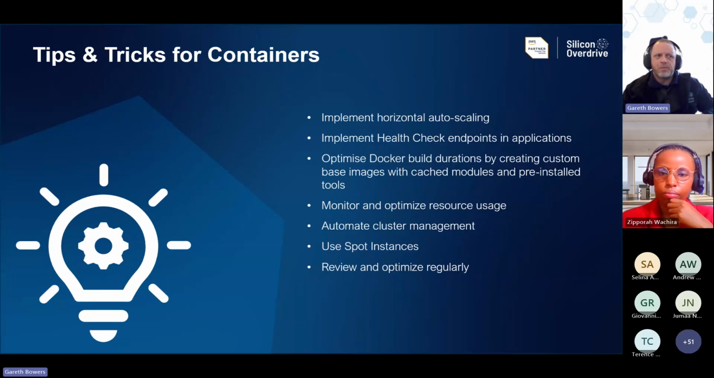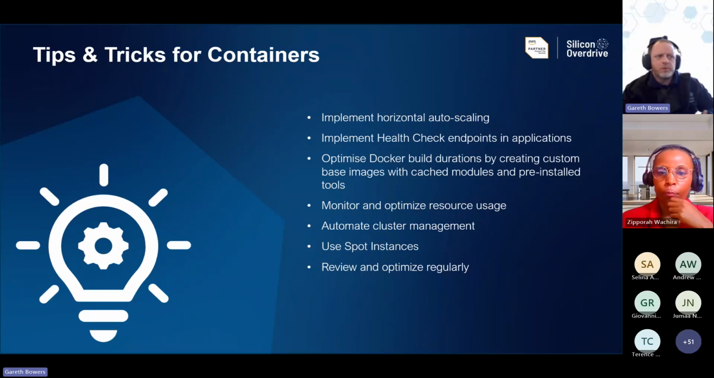Maybe your database is spiking. What is actually the cause? Is it too many calls? Is it this? Is it that? Make sure you've got enough health checks in place to make it practical for you to debug and understand if there are issues.